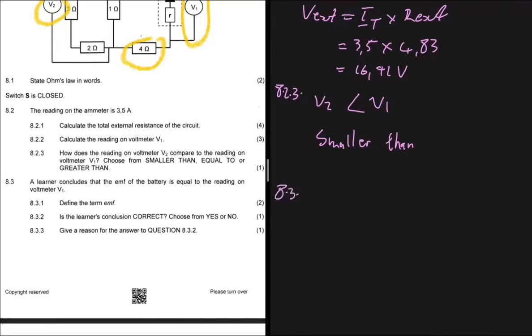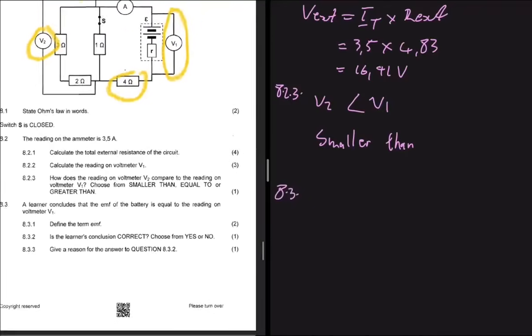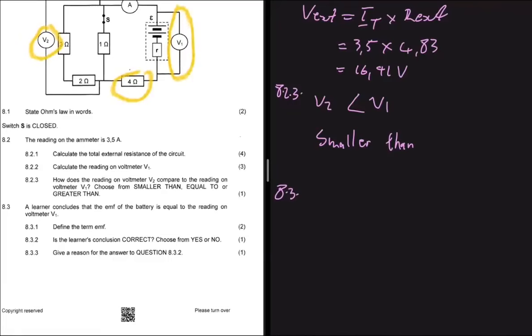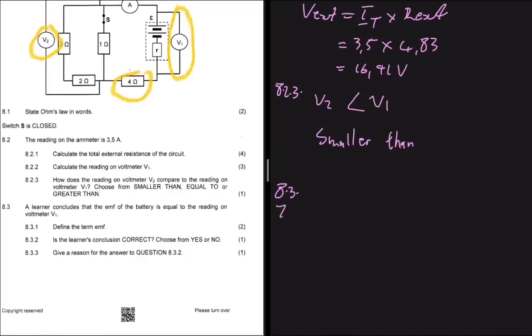So let's do 8.3. 8.3 is saying that Elena concludes that the EMF of the battery is equal to the reading on voltmeter V1. 8.3.1 define the term EMF. I'm going to let you do that one. And 8.3.2, is the learner's conclusion correct? Choose from yes or no. So Elena concludes that the EMF of the battery is equal to the reading on voltmeter V1. That is not true, right? That is not true. So let's say no here, and then we're going to do the explanation in 8.3.3, right?